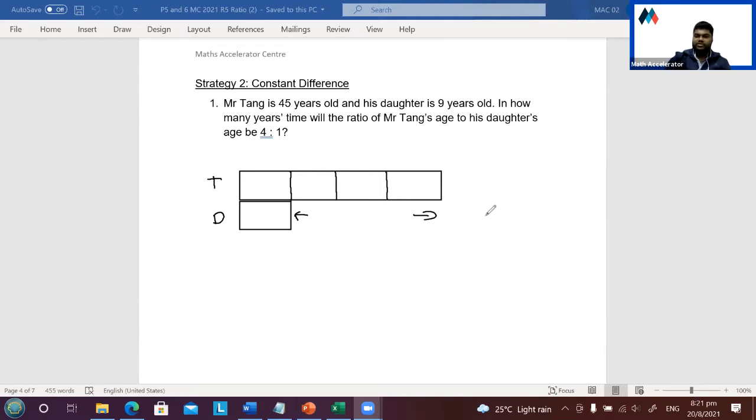Correct. So here will still be 45 minus 9. And that will get you 36. So the difference won't change. It will always be the same. So this is 36. So in this case, 3 units equals 36. Therefore, 1 unit equals 36 divided by 3. That is 12.